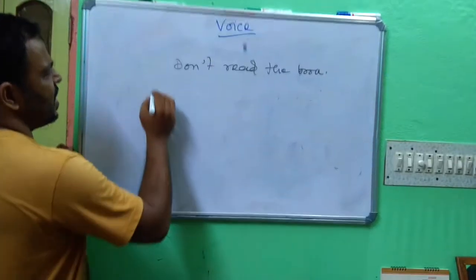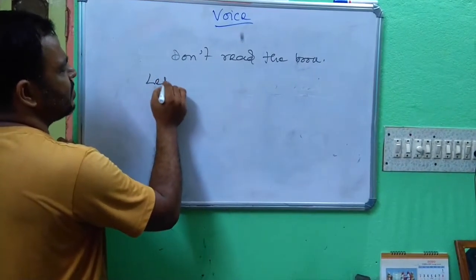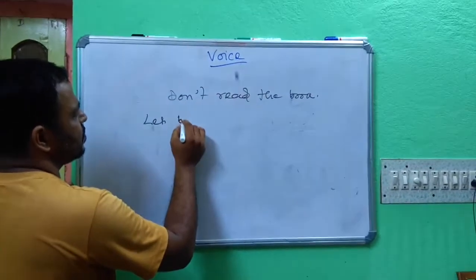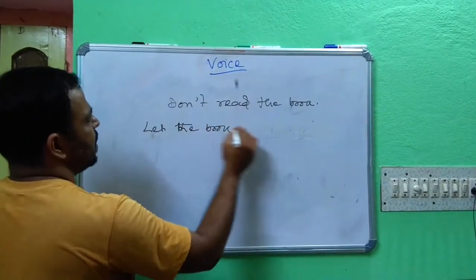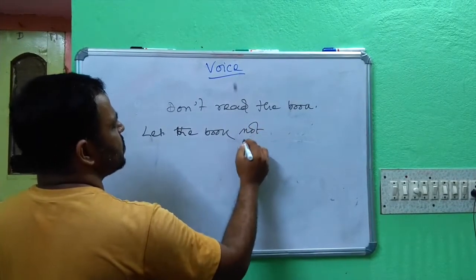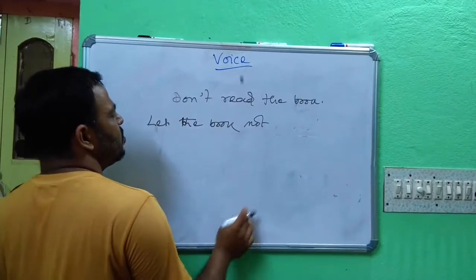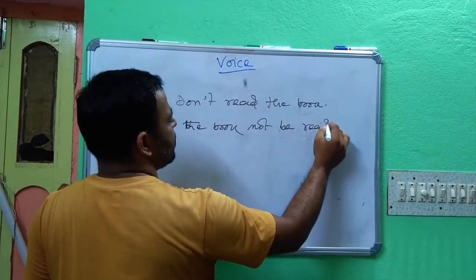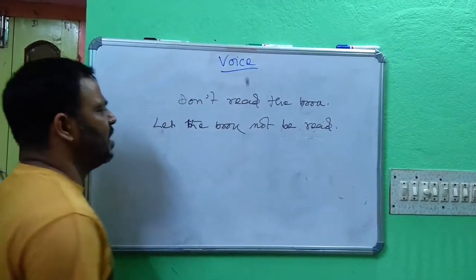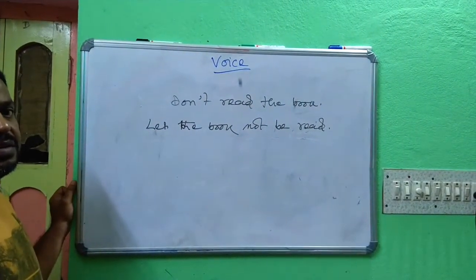It could be changed in the same style: let the book... A negative word is to be used. Let the book not be finite verb, and the past participle form of the finite verb is to be used here. Let the book not be read.